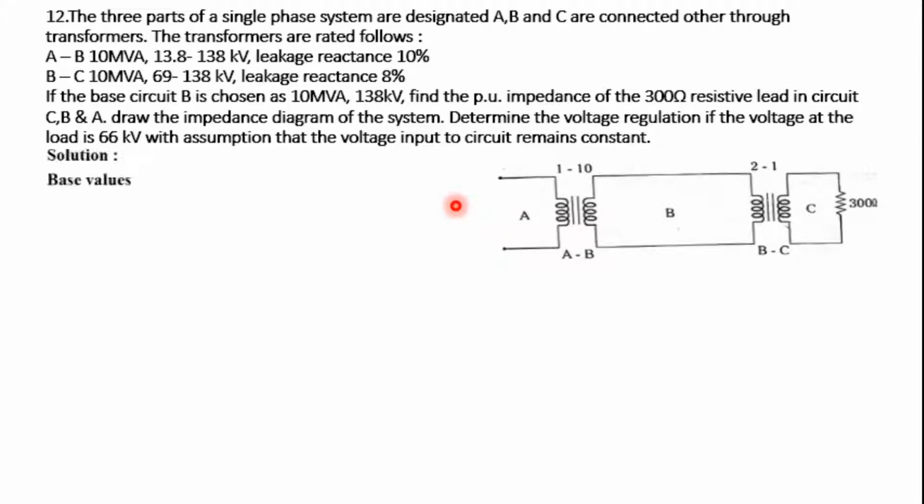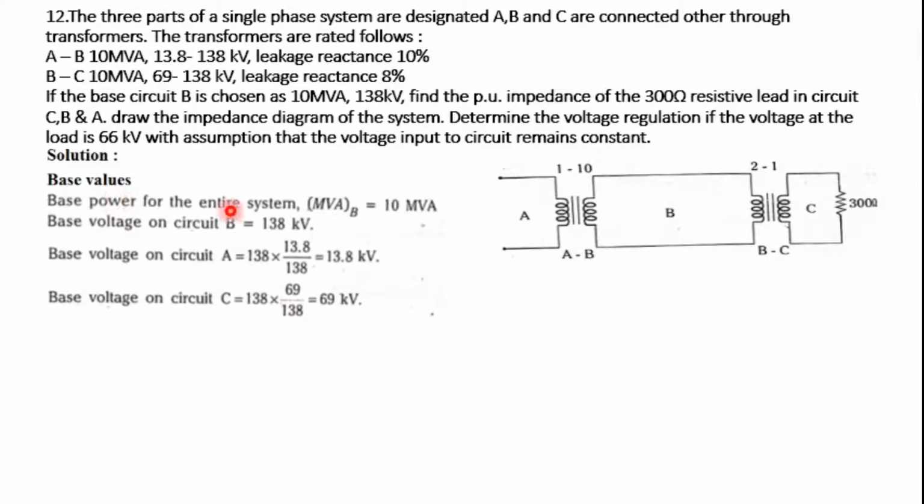Okay, so the solution. Base voltage. We have to consider that he has mentioned the base in circuit B is chosen as 10 MVA, 138 kV. So this is 10 MVA, and the circuit B is 138 kV. Fine. So we have to convert it to A and to C. Circuit A is 13.8 kV, and B is 138 kV.